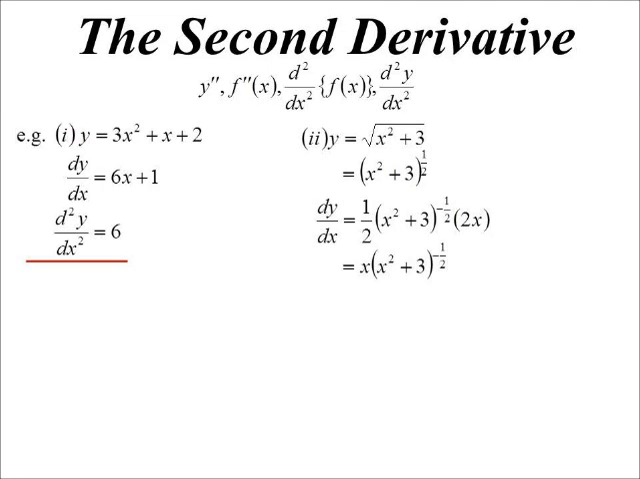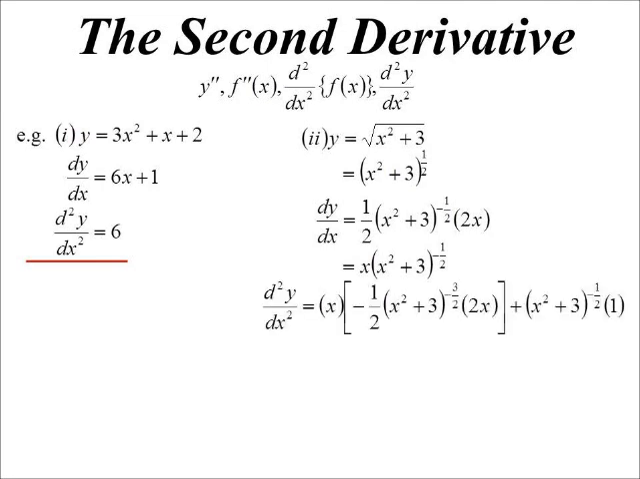So this time we have to use the product rule combined with the chain rule. Write down the first, x. Diff the second, bring down the power, minus a half. Lower the power, minus 3 on 2. Diff the inside, 2x, plus, write down the second, diff the first. Diff the first, of course we get 1.